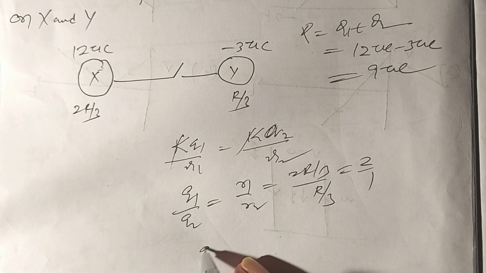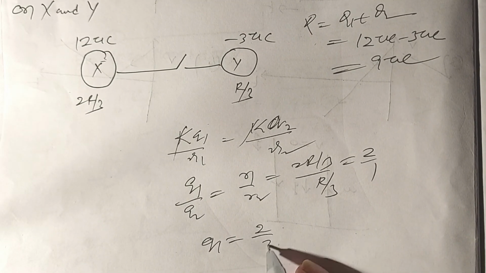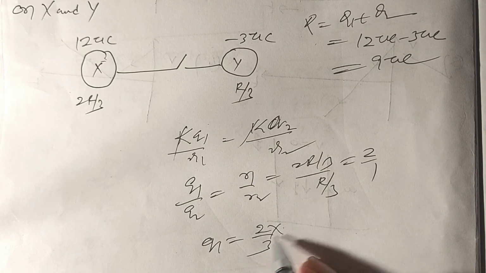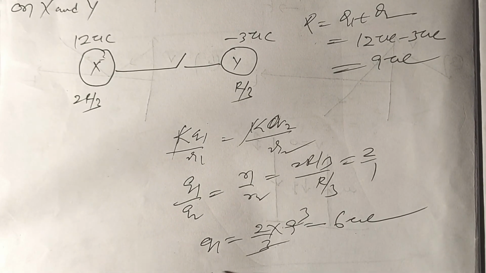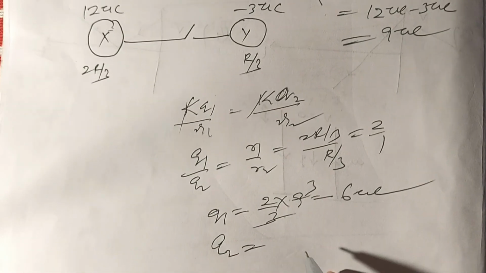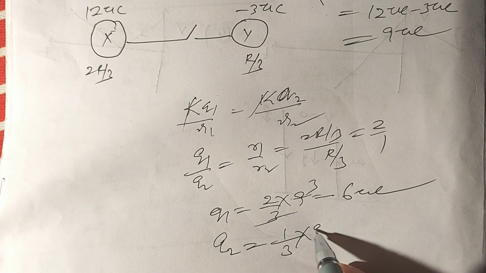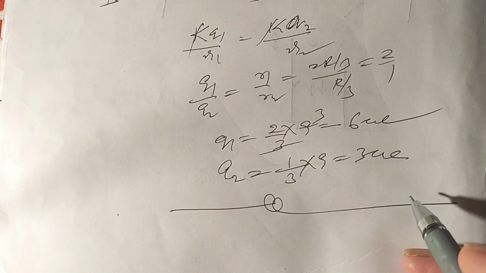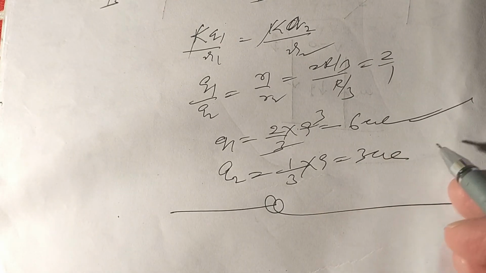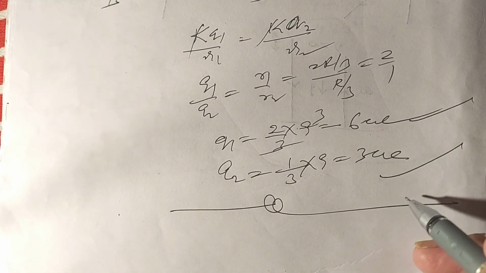Now Q1 is equal to the charge on the first sphere, 2 by 3 into total charge, 6 microcoulombs. Q2 is equal to 1 by 3 into 9, that is equal to 3 microcoulombs. Okay, charge on the first sphere is equal to 6 microcoulombs, charge on the second sphere is equal to 3 microcoulombs. This is the answer.